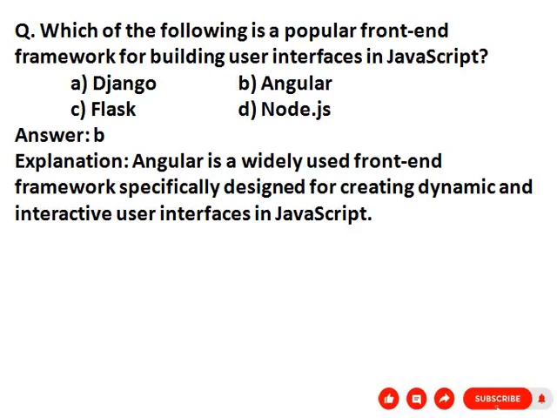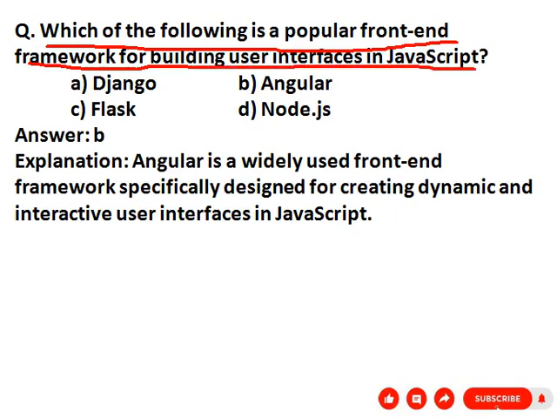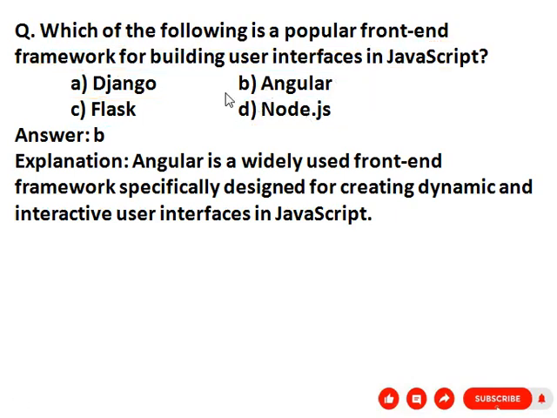Here we are discussing some important questions of web technology. Our first question is, which of the following is a popular framework for building user interfaces in JavaScript? Given options are Django, Angular, Flux, Node.js. So here correct answer is option B, Angular. Angular is a widely used front-end framework specifically designed for creating dynamic and interactive user interfaces in JavaScript.